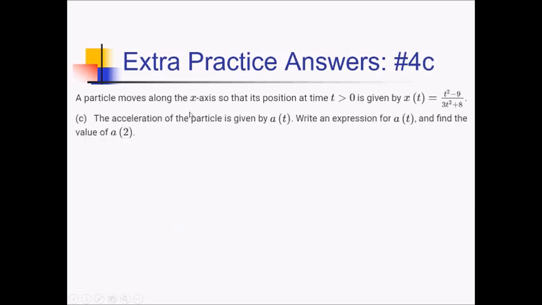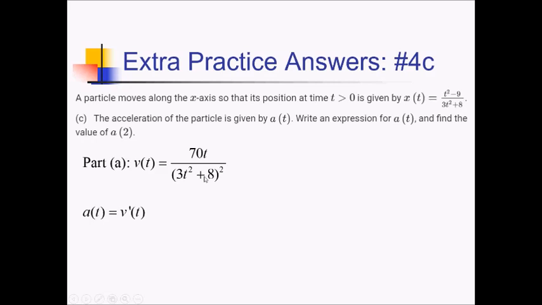On this one, the acceleration of our particle is given by this a of t function, which they're not telling us because they want us to find an expression for it, and then find the value of a of 2. So recall again from part A, our velocity is this function here. And to find acceleration, you need to take the derivative of velocity. And for that, we are going to need the quotient rule.